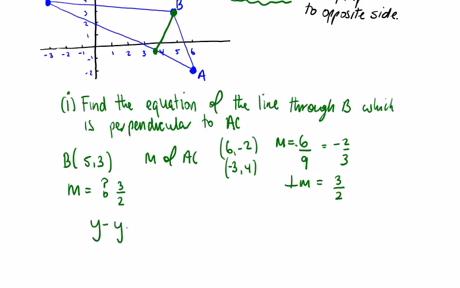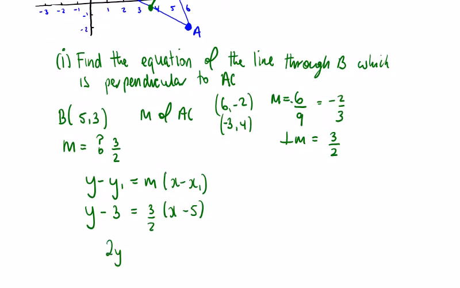So now we have our point B and we have our slope, 3 over 2. The equation of a line is y minus y1 equals m times x minus x1. Fill your values in. y minus 3 is equal to 3 over 2 times x minus 5, and just tidy it up. 2y minus 6 is equal to 3x minus 15, so 3x minus 2y equals minus 6 plus 15, which is 9.